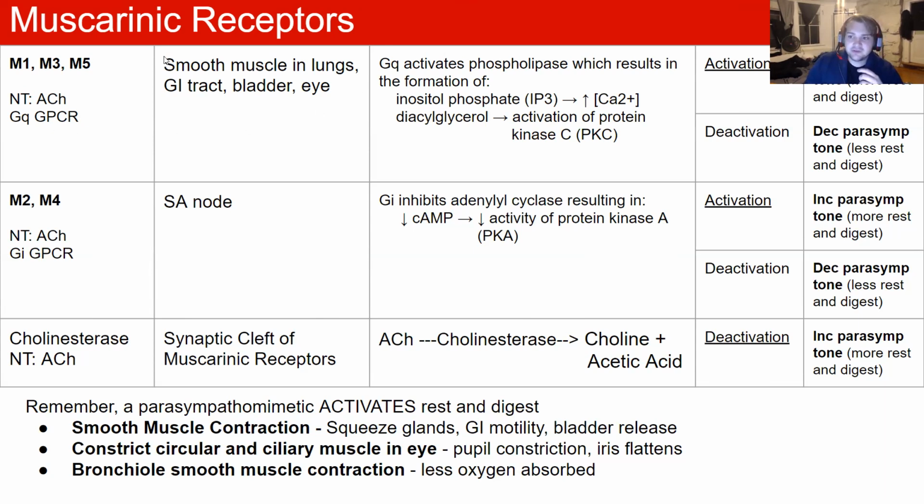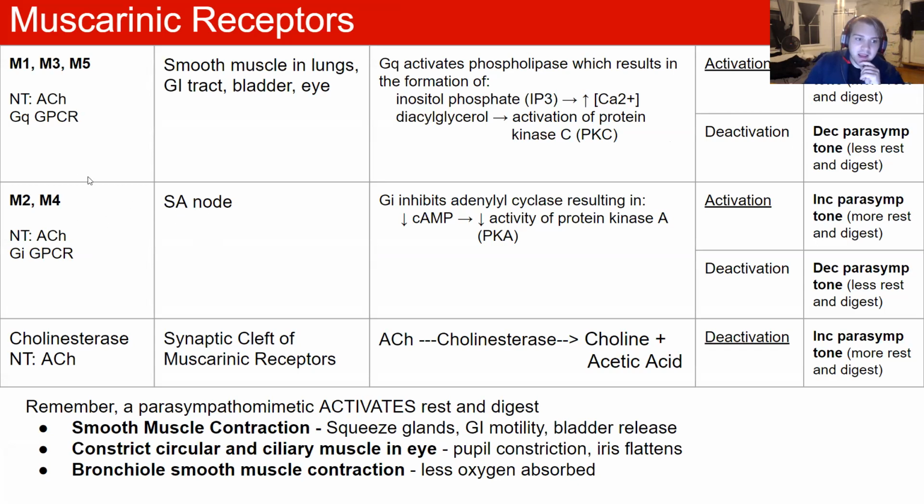And remember that these are Gq coupled receptors. So we're going to be activating phospholipase C, which is going to create this IP3. IP3 increases the calcium in the cell, which is going to cause that muscle contraction. By activating M1, M3, M5, we're increasing parasympathetic tone. By deactivating it, we're causing less parasympathetic tone.